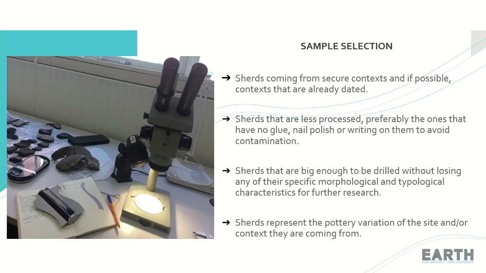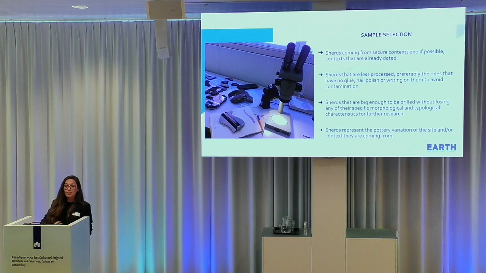Second is shards that are less processed, preferably the ones that have no glue, nail polish, or writing on them. This is to avoid contamination. And I know this is very difficult. We've all been there. We wash the pottery, we write numbers on them, we store them in plastic. But if we can eliminate that, that would be a lot better, because I will talk about contamination later on again, but this will give you messy results, because I will pick up all the nail polish that is in there. I will pick up all the glue in there, all the writing or the touching that comes from your fingertips. So if we can avoid that, that would be very nice.